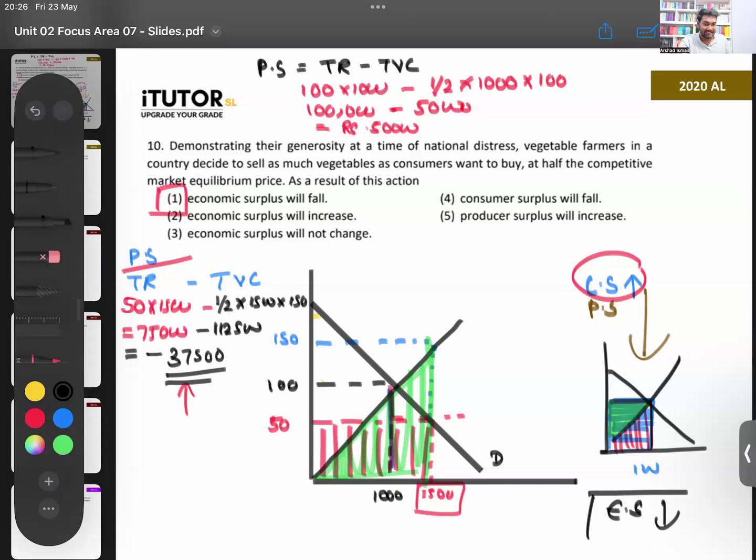Then the total revenue is 15,500. Yes, slightly explain the variable cost. Variable cost part is, Lamai, the area below your supply curve is what you call your variable cost. Remember that. No, supply doesn't shift.